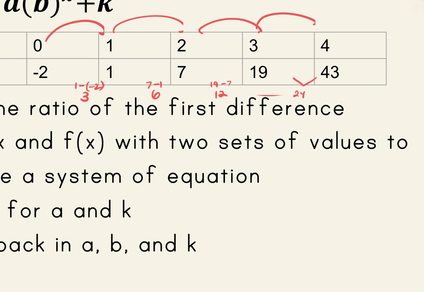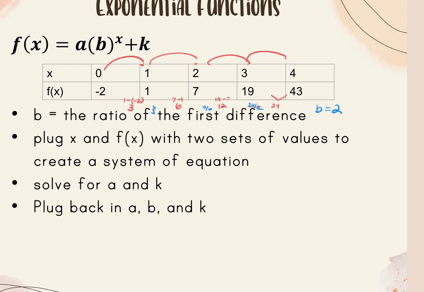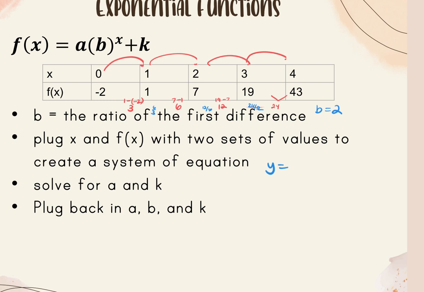Now I can find my B, formerly known as R, which would be 6 over 3, 12 over 6, 24 over 12, and all of those tell you B is 2. So far, I have y equals a, I don't know, well, I do because it's negative 2, but B is 2, to the x plus k. With me so far? So I use that to find the rate.